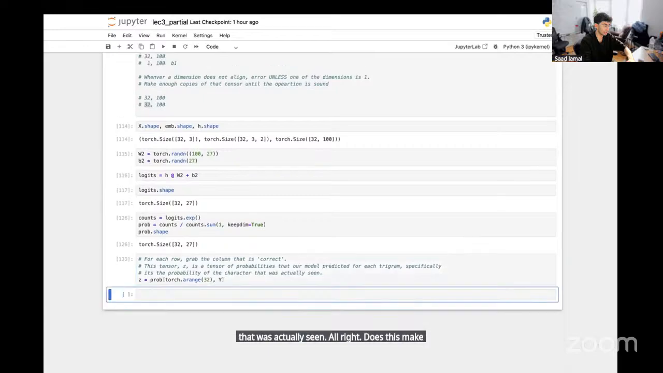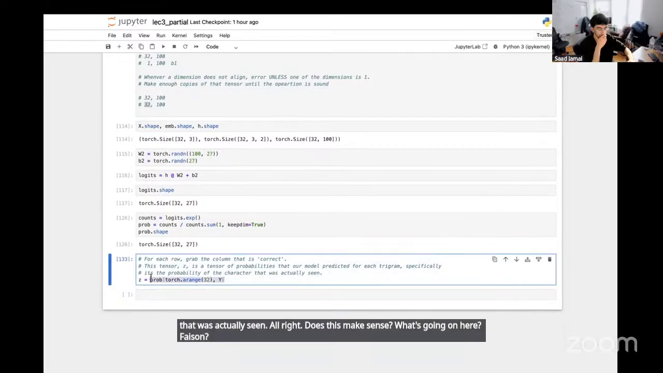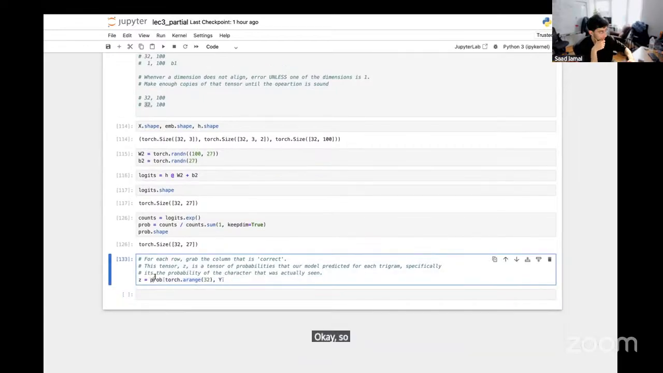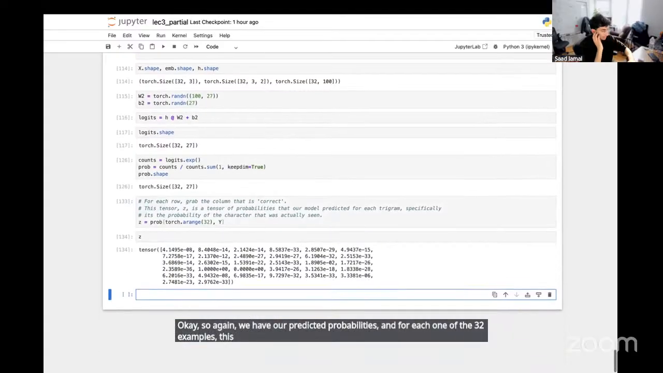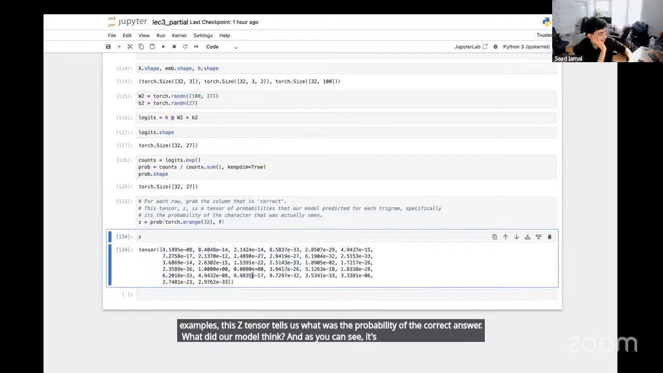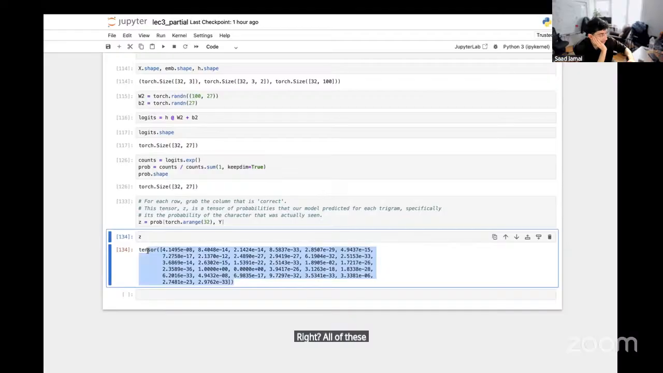What's going on here, Faizan? What this line means? Okay. So again, we have our predicted probabilities, and for each one of the 32 examples, this Z tensor tells us what was the probability of the correct answer. What did our model think? And as you can see, it's mostly terrible, right? All of these are near 0. Is there even a single good one?